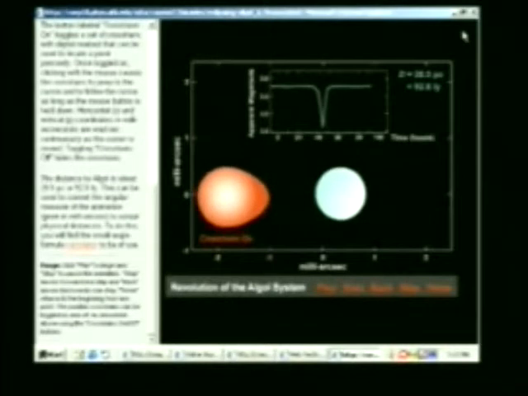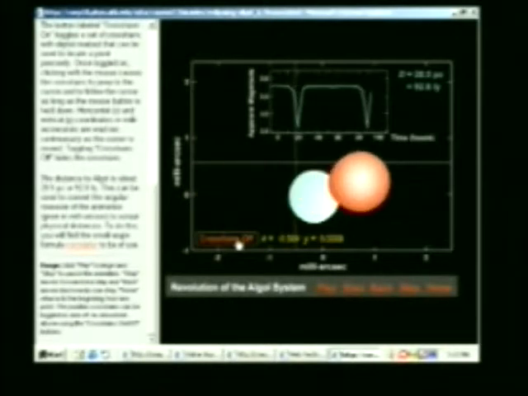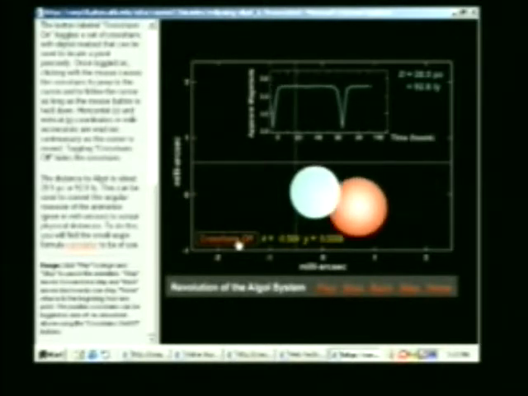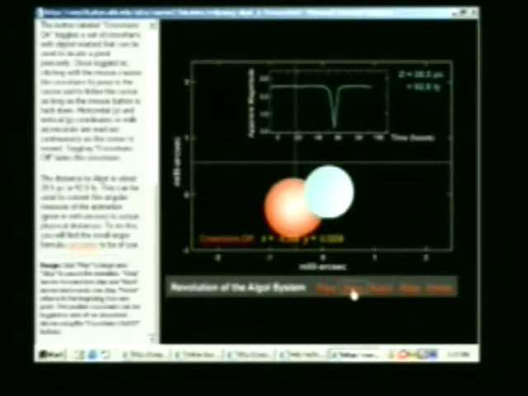Okay, you can do things like turn on crosshairs, and then you can move the crosshairs, and you see it reads out X and Y positions. And the positions are actually an angle in milliarc seconds, so this is angle on the celestial sphere.